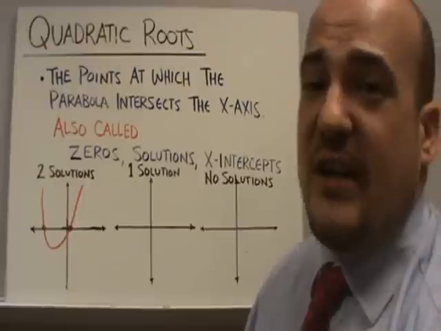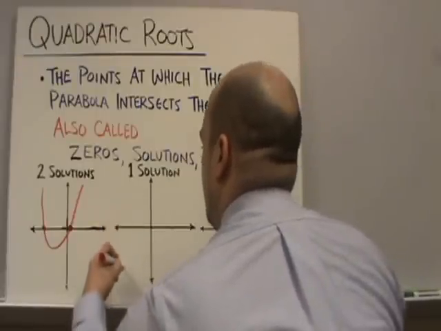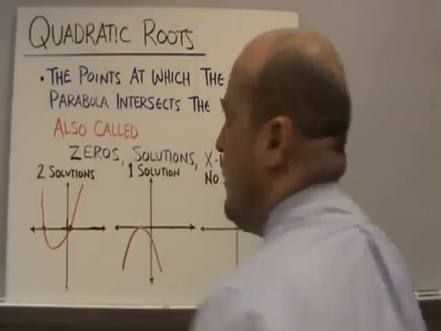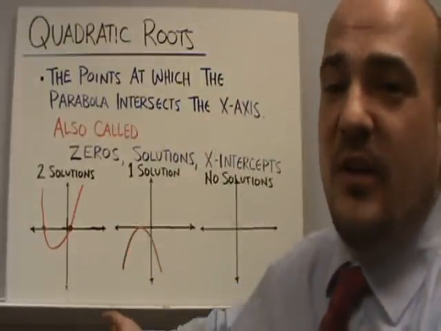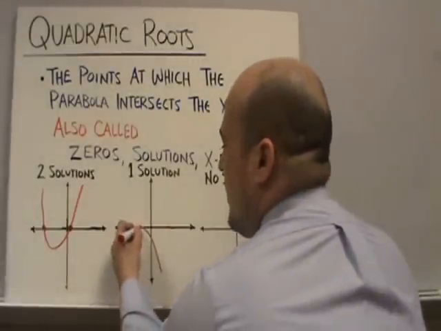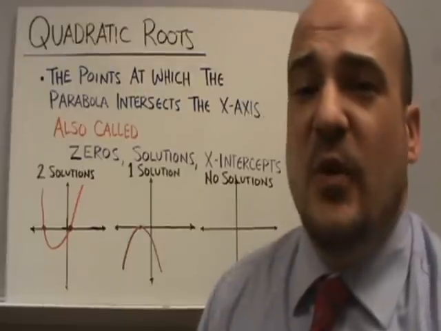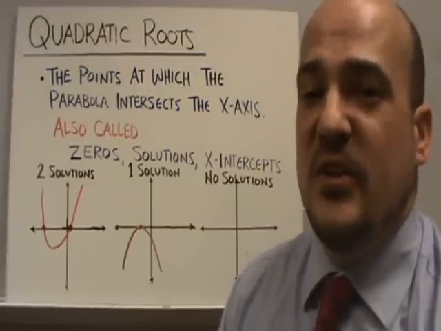Another situation is you could have a parabola that only crosses the x-axis once. You could have something like that where the parabola goes up to the x-axis, hits it at one particular point, and then falls back off. Okay, and in that case, you would only have one quadratic root or one solution.